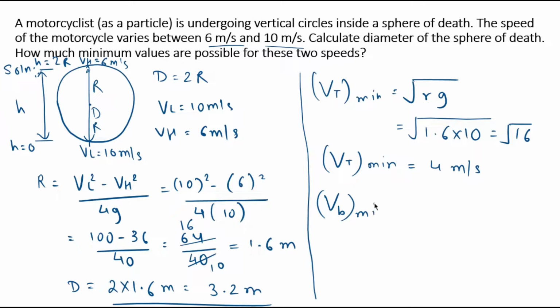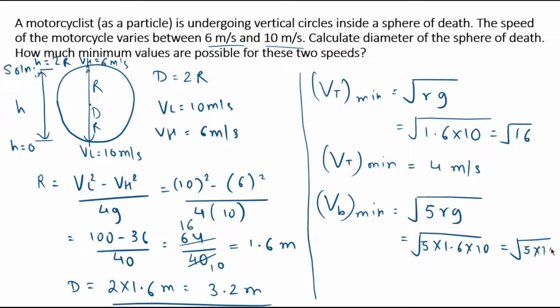Similarly, the minimum velocity at bottom will be root under 5rg, which can be written as 5 into 1.6 into 10, which is nothing but 5 into 16. So taking 16 outside, 4 root 5. So the minimum velocity at bottom will be 4 root 5 meter per second. Let's look at the next sum.